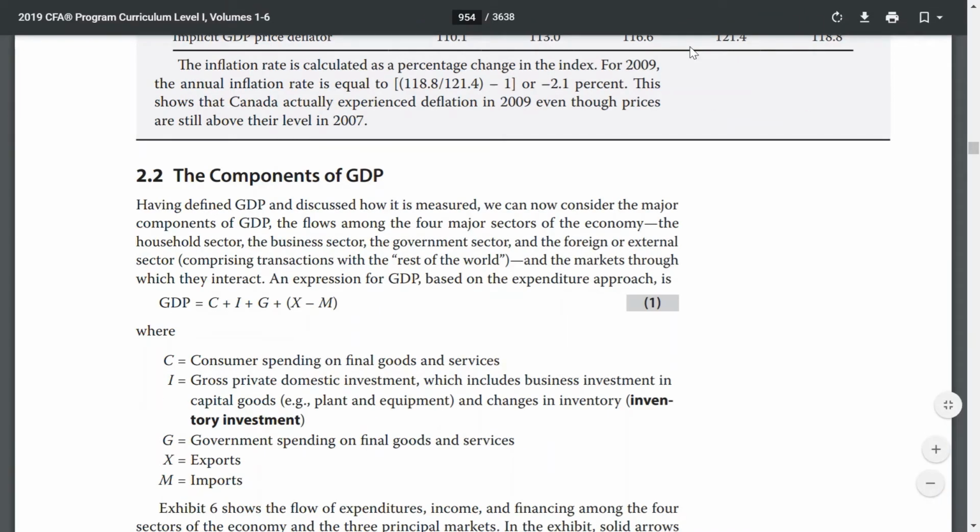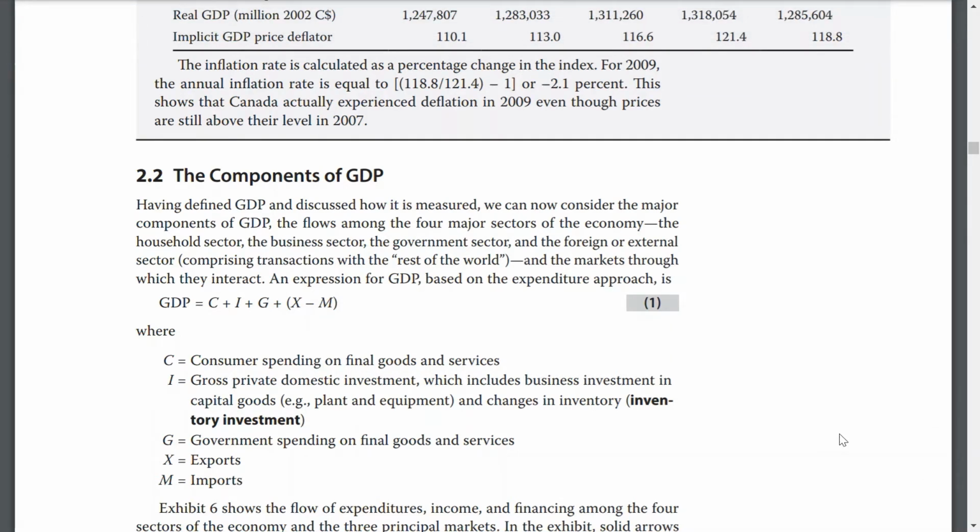2.2, the components of GDP. Having defined GDP and discussed how it is measured, we can now consider the major components of GDP, the flows among the four major sectors of the economy: the household sector, the business sector, the government sector, and the foreign or external sector, comprising transactions with the rest of the world. And the expression of GDP based on the expenditure approach is GDP equals C plus I plus G plus X minus M.